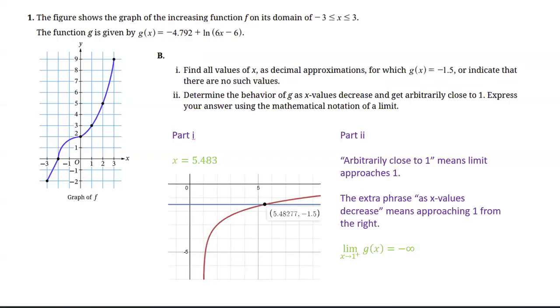Find all values of x as decimal approximations for which g of x is equal to negative 1.5 or indicate there are no such values, okay? So you just need to graph g of x as one of the y's in your calculator and then graph y equals negative 1.5 on like y2, something like that. Y1 is this guy up here, y2 is negative 1.5. Find the point of intersection. I did this in Desmos. So x is equal to 5.483, around 3 decimal places, okay?